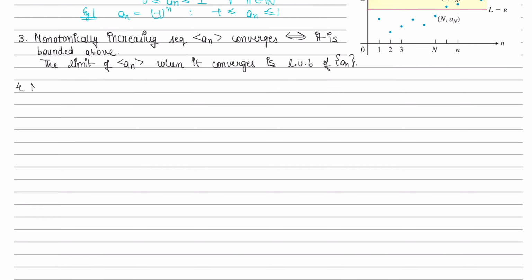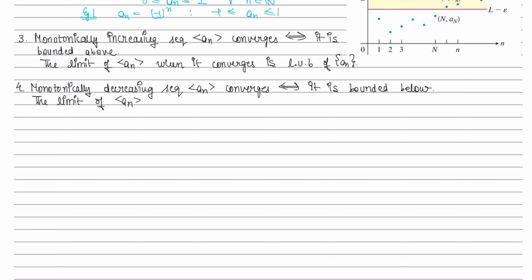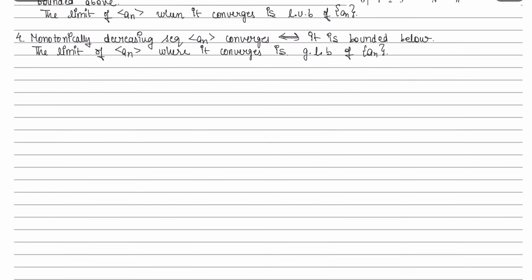Similarly, if I have a monotonically decreasing sequence an, it converges if and only if it is bounded below. Further, the limit of an, where it converges, is the greatest lower bound of the given sequence an. These are very important results to hold, and based on these results, let us practice some questions.